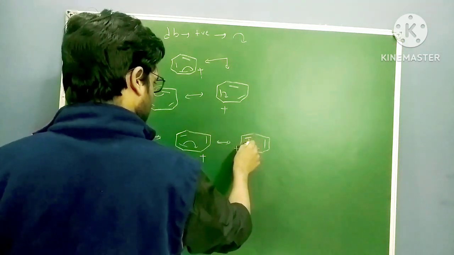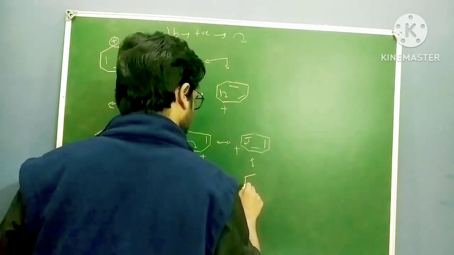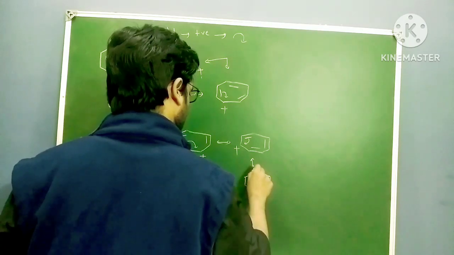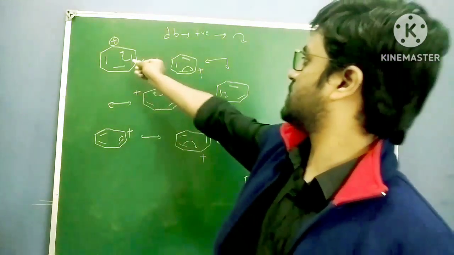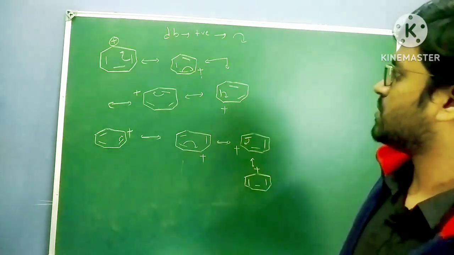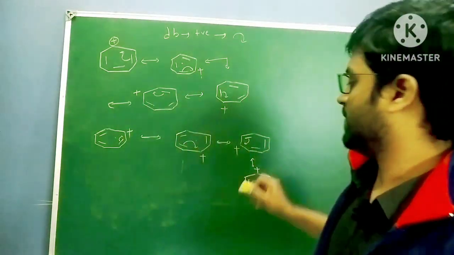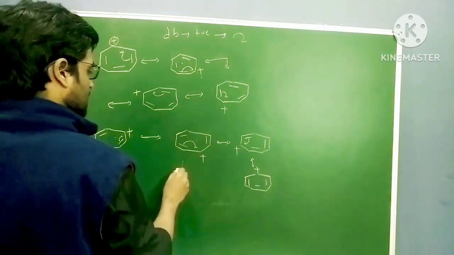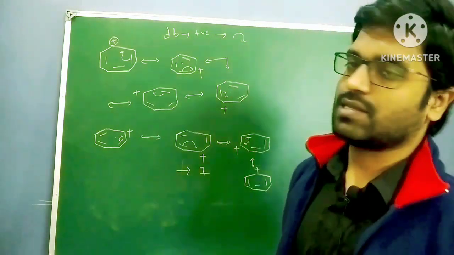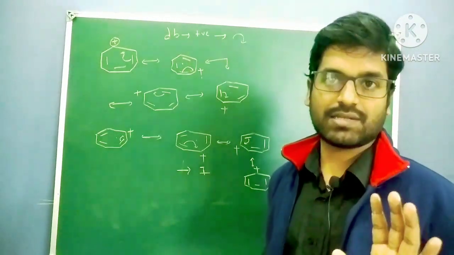Again I am moving this bond here clockwise, double bond, positive. Dekho, so this structure and this structure are the same, so count 1. So 1, 2, 3, 4, 5, 6, 7, so total 7 resonating structures. So this is how you have to write resonating structures.